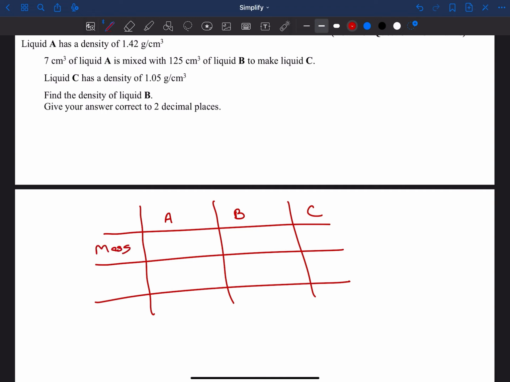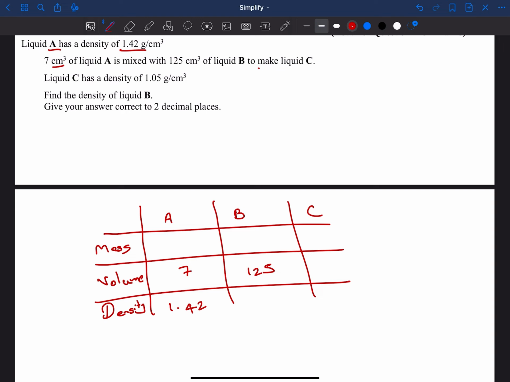Mass, volume, density. The density of A is 1.42. 7 centimeter cube. Centimeter cube, milliliter, those are volume. A volume is 7. 125 of B volume. Centimeter cube of B. Yes.